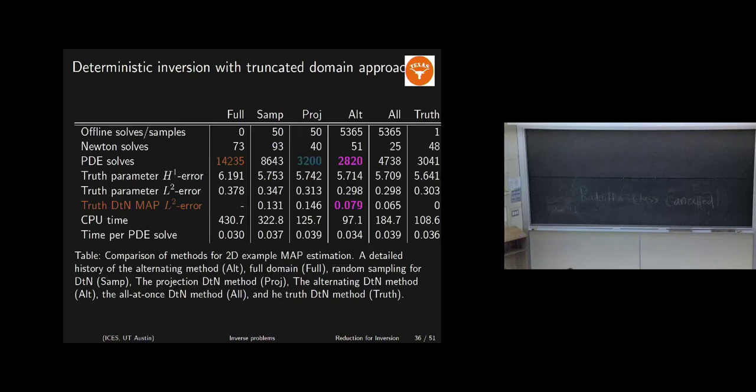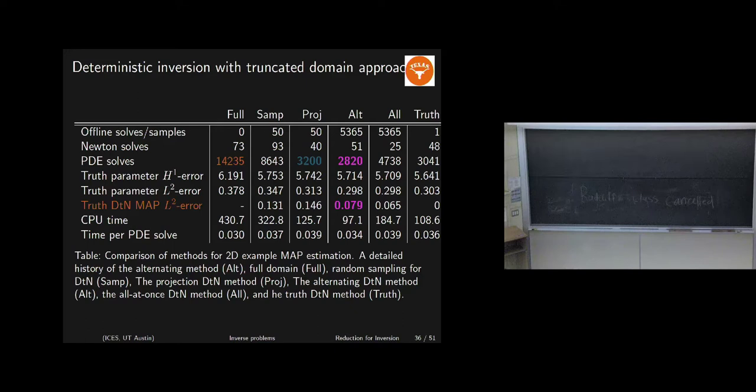And let me show you some extra numbers. If you do the full, this is the truth. If you use even the true DTM map, this is the number of PDE solves that you need. For us, there are many ways to do the truncated optimizations. You see that this approach takes fewer PDE solves compared to using even the true DTM map. Don't worry about DTM maps. If you do the full domain, you take 14,000 PDE solves. For us, we only need 2,000 or 3,000 PDE solves.